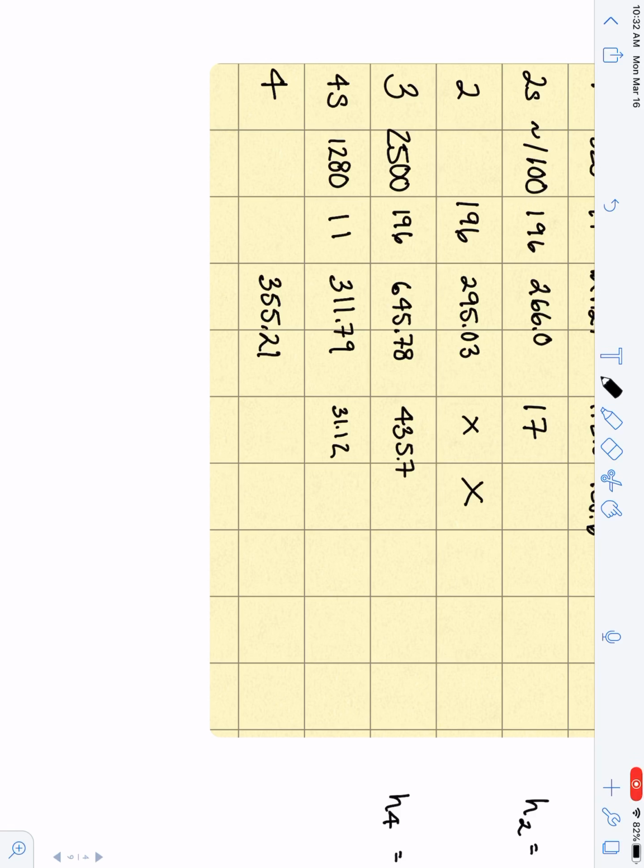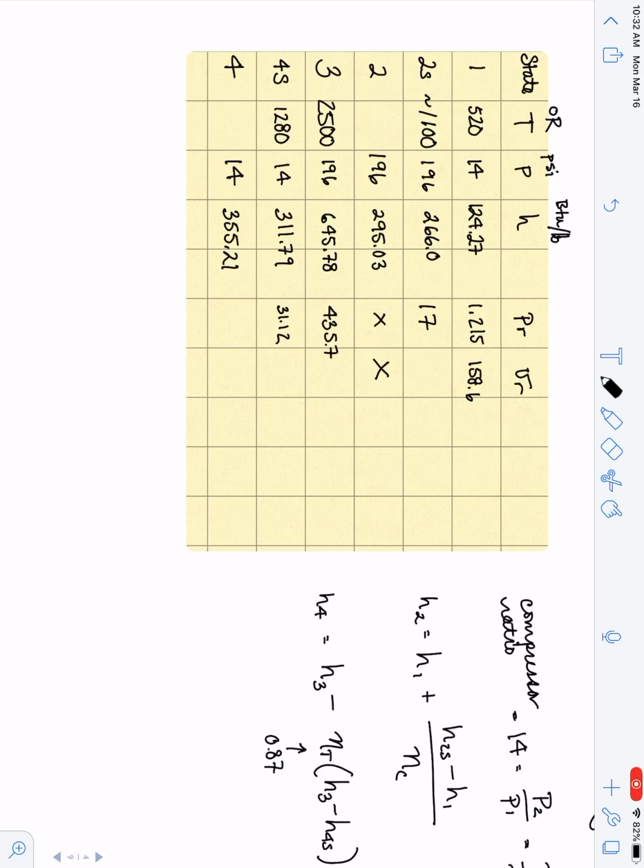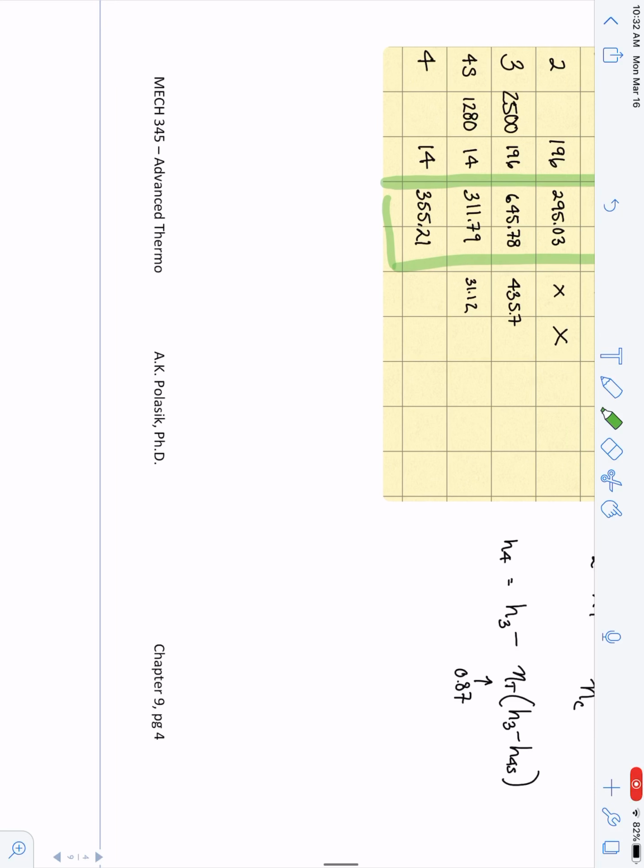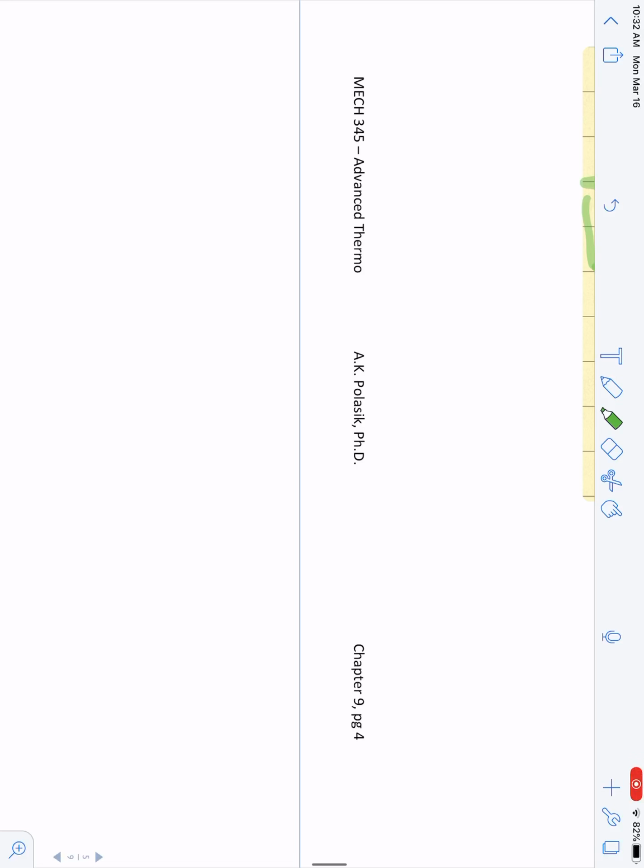The temperature will be a little bit higher than 1280, of course, but we don't need to know what that is. We just need to know the enthalpy. And so now we have the enthalpies for all 4 states. And we can move on to solving for A and B.